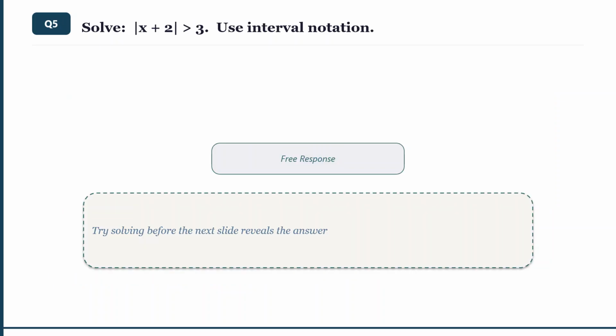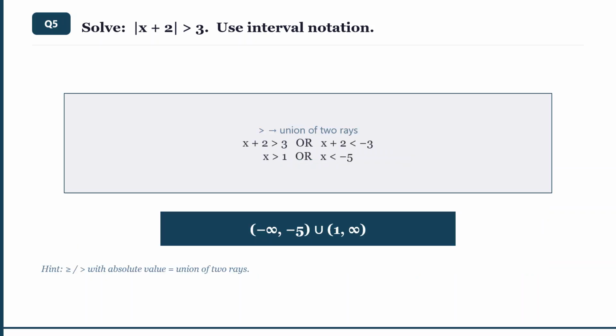Question 5. Free response. Solve the absolute value of x plus 2 greater than 3 and use interval notation. Pause. The answer is the interval from -infinity to -5, union the interval from 1 to infinity. The inequality is strict greater than, so case 2, union of two rays.